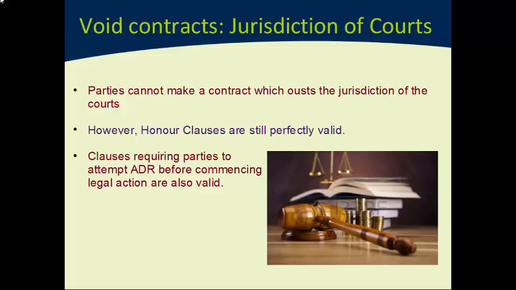The first type of void contract is a contract which ousts the jurisdiction of the courts. So what these contracts do is purport to bind the parties not to sue. Now, of course, that's quite prejudicial to our system of justice because at the end of the day, any party who has a legitimate claim ought to be able to bring that claim before the courts.